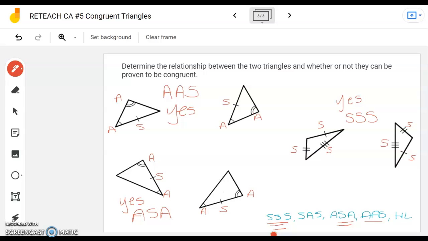Okay, but now it's your turn. These last few questions are going to be over triangle congruence, and these are the ones that are going to count for your retest. Good luck.